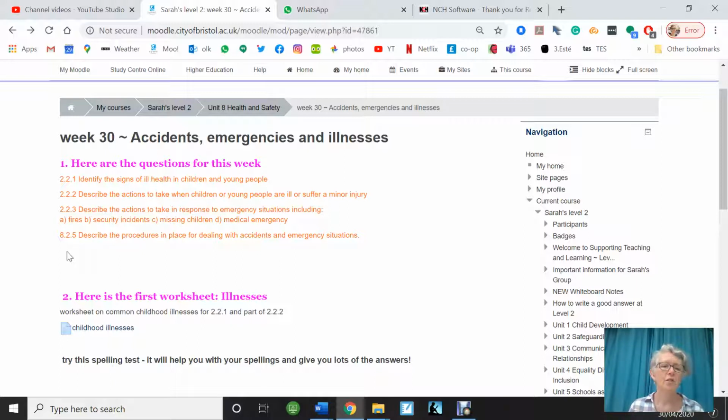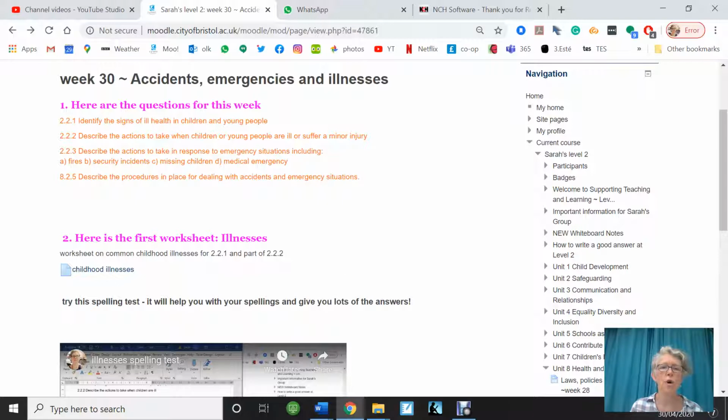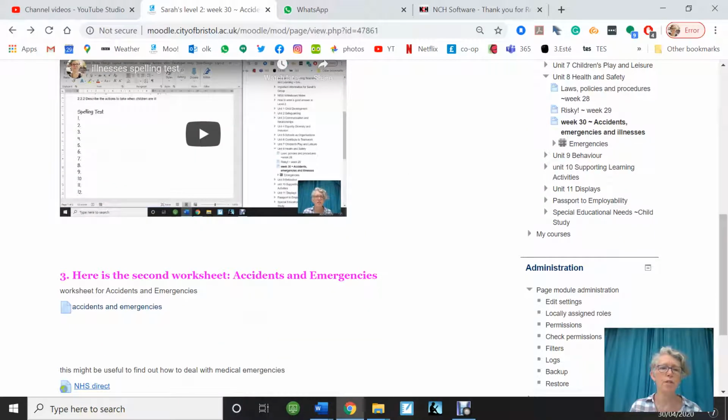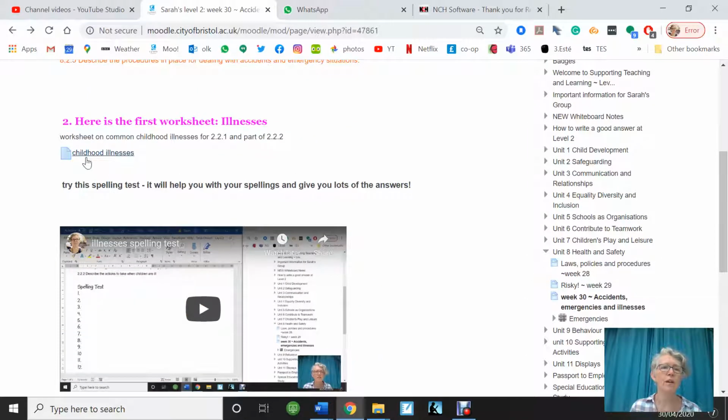And then the question from Unit 8 on health and safety, describe the procedures in place for dealing with accidents and emergency situations. This week there are going to be 2 worksheets, one on illnesses here and one down here on accidents and emergencies. Let's have a look at the first one. The first one is about common childhood illnesses, and to help you I've made you a spelling test. If you do the spelling test first by clicking on this video, you will get the answers for this worksheet.